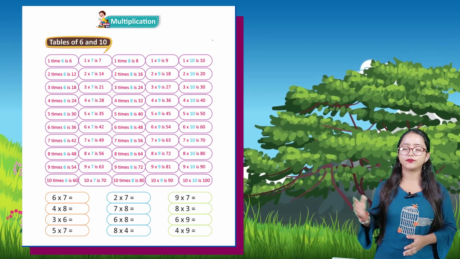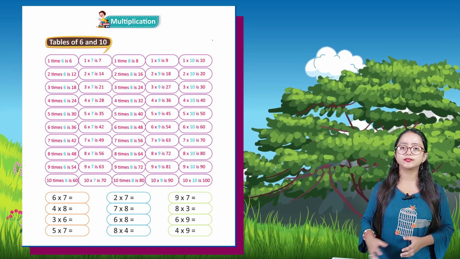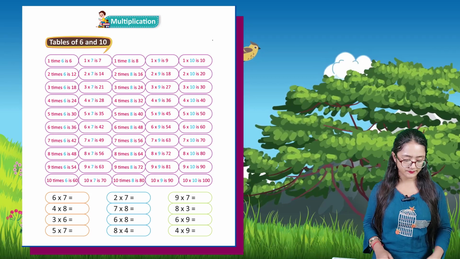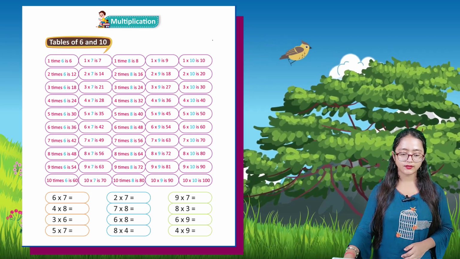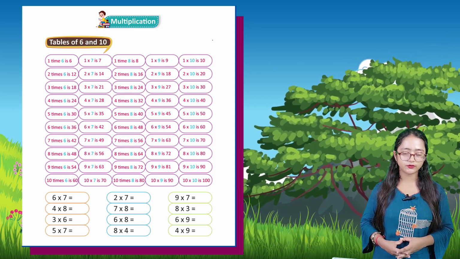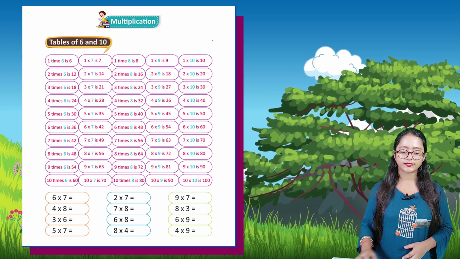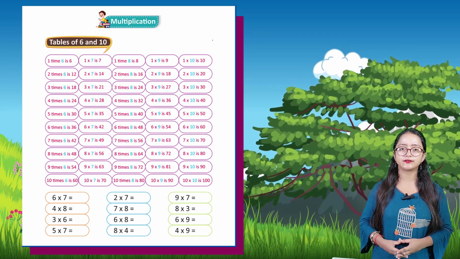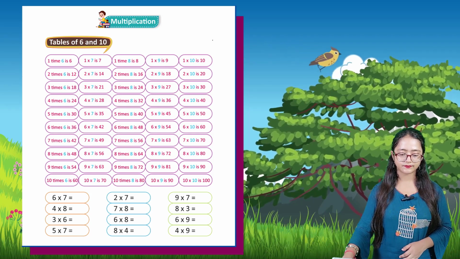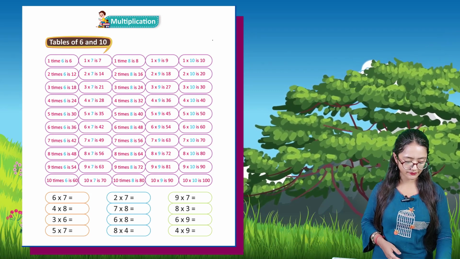Now let's do the fill-ups. So the first one is 6 into 7. 6 times 7 is 42. So write down 42. Next one, 4 times 8 is 32. Write down 32. Next one, 3 times 6 is 18. Write down 18. Now next one, 5 times 7 is 35. Write down 35.